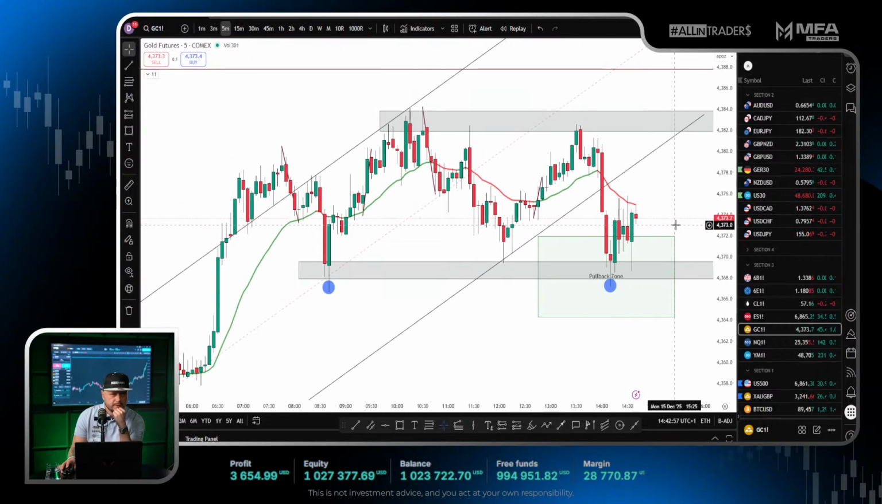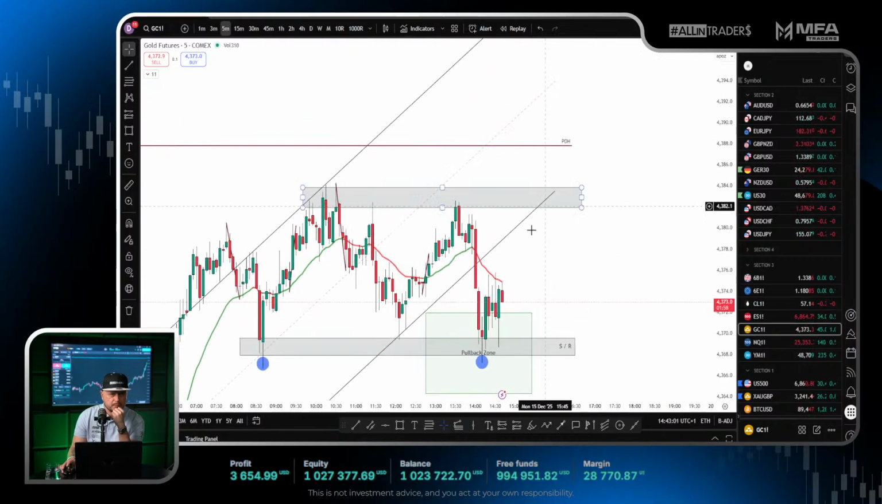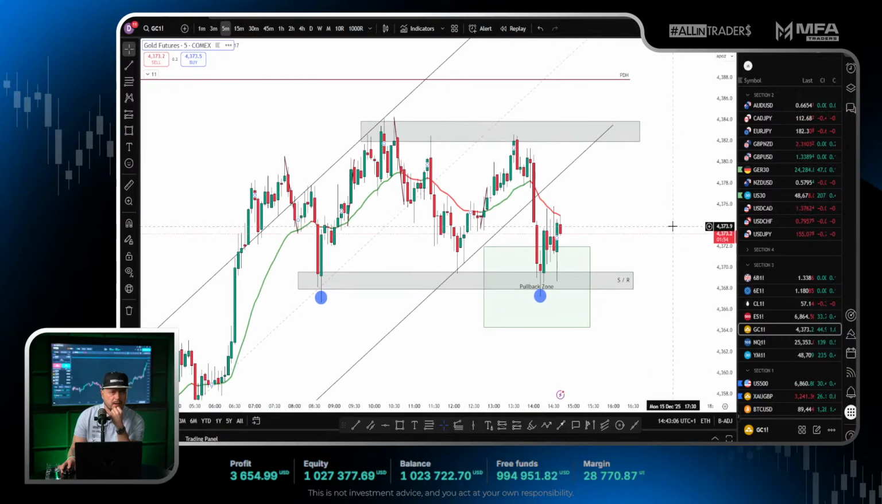No, we still need to wait. The best way is if we can go back into the rotation channel, but we've got some problems on the way up: a support resistance zone and the previous day high. That's okay.